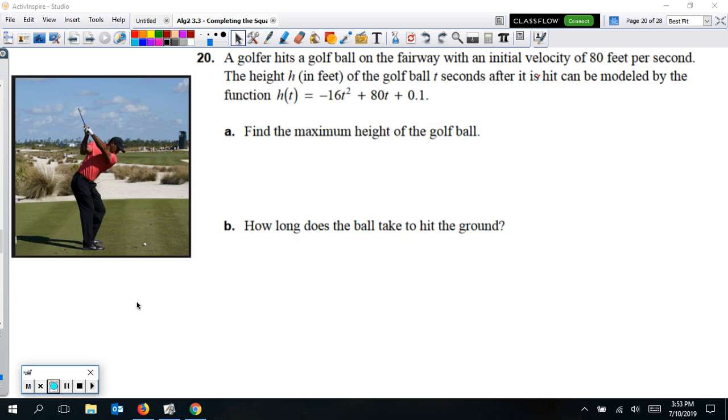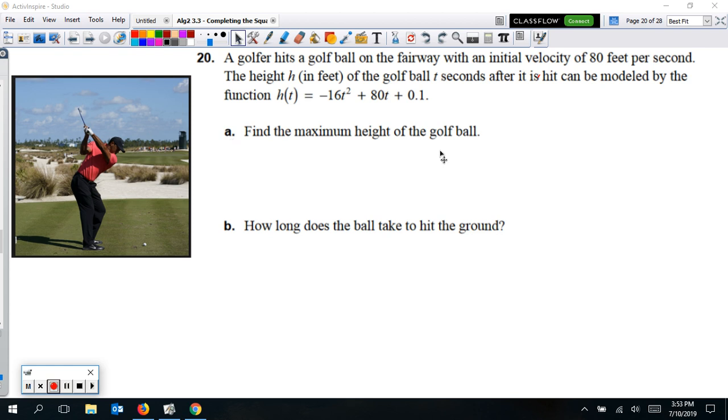Okay, so our last problem, number 20, about this golfer. There's a picture of Tiger Woods there. A golfer hits the golf ball in the fairway with a velocity of 80 feet per second. The height, h in feet, of the golf ball, t seconds after it is hit, can be modeled by the function, and it gives us this quadratic function here.